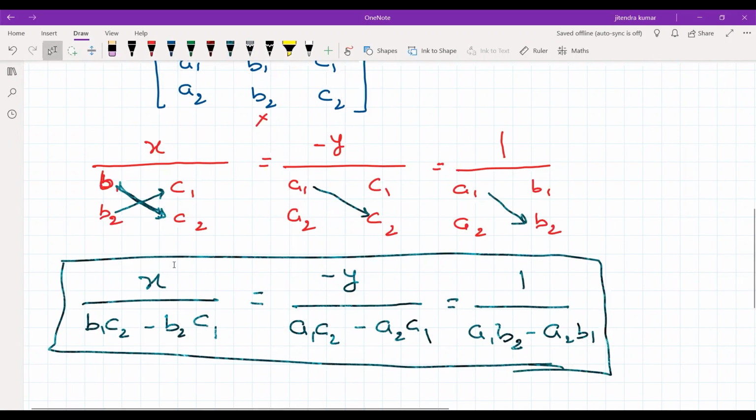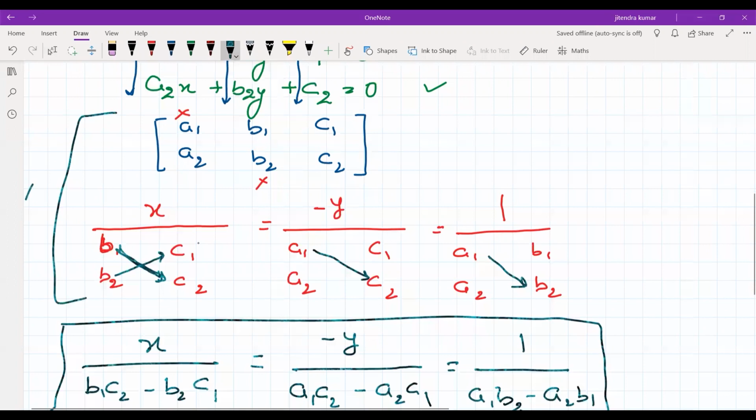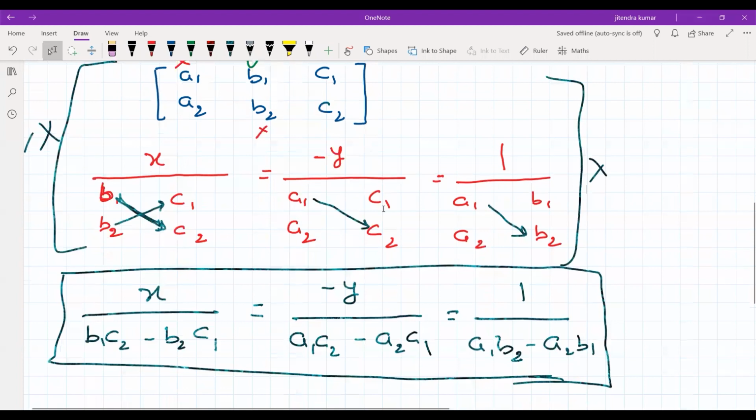So this is how you have to apply it. You don't need to do these 2 steps, they can be done mentally, so you can directly get this step. We will see some examples here that will clarify more.